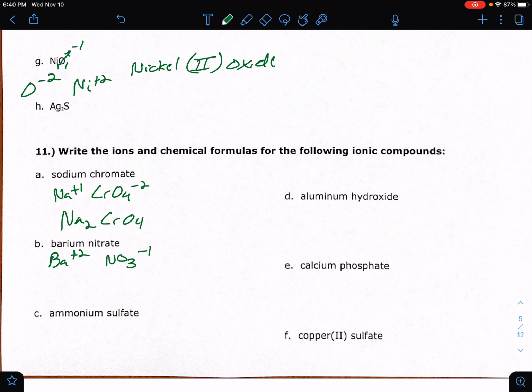Okay, so now I'm going to take a look at this. Is this balanced? I have a +2 charge and a -1 charge, so it is not balanced. So you can do the crisscross method. You just have to be careful when you're dealing with polyatomics.